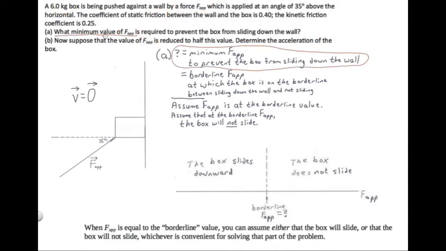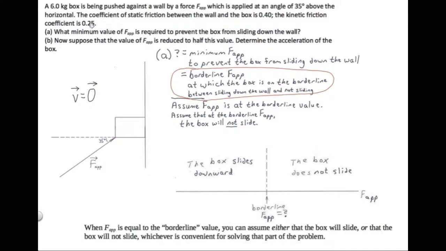The question asks for the minimum value of F sub applied to prevent the block from sliding down the wall. The problem uses this symbol, F sub applied, to stand for what the question is asking us for, and since the symbol is written without an arrow on top, it stands for the magnitude of the applied force. Although the question is asking about the minimum force to prevent the box from sliding down the wall, it's more useful to interpret that question as asking us for the magnitude of the borderline applied force, at which the block is on the borderline between sliding down the wall and not sliding.